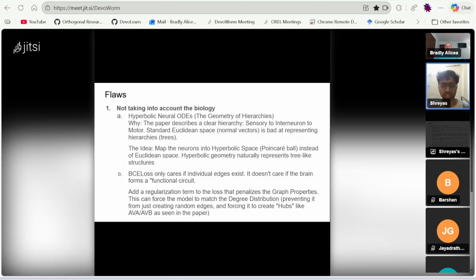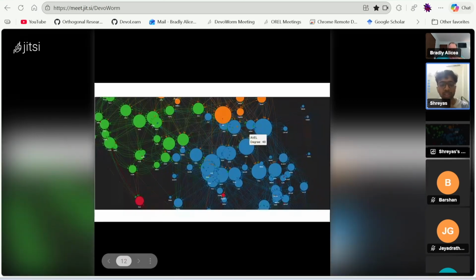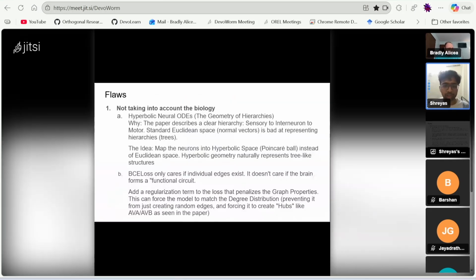The second thing is the BCE loss only cares whether an edge exists or not in the brain, and it doesn't care about a functional circuit, whether the circuit actually makes sense. So we can add a regularization term to the loss that penalizes graph properties. This can force the model to match the degree distribution, preventing it from creating random edges and forcing it to create hubs like AVA, AVB. What I've seen in papers is that there are hubs of neurons. If there is more physical contact, a neuron is more probable to connect there, and it creates hubs. So there are multiple hubs in the connectome. This is what was observed from the paper. So I intend to create a regularization for that part as well.